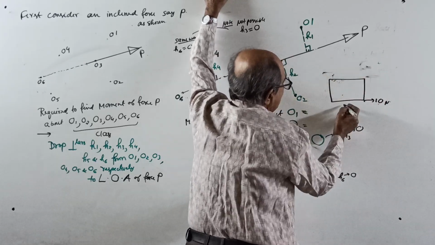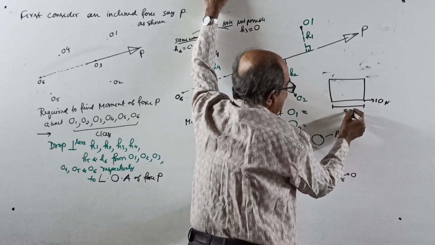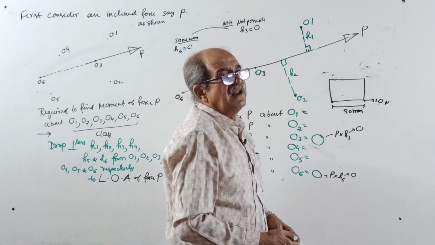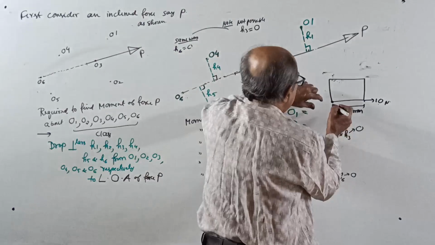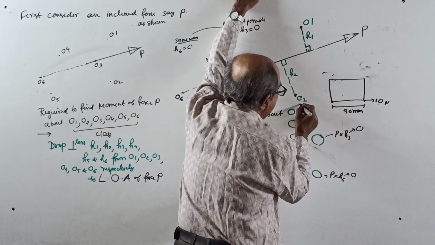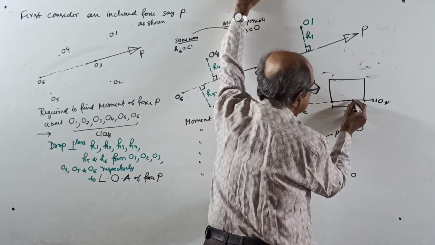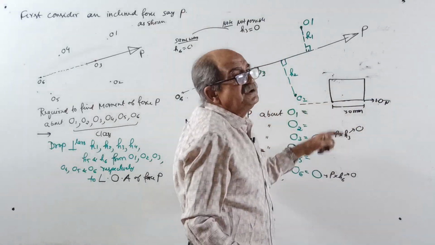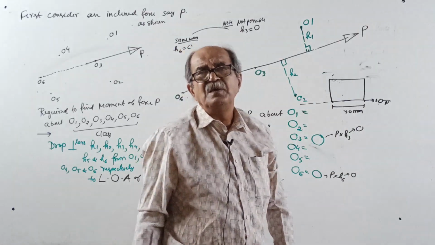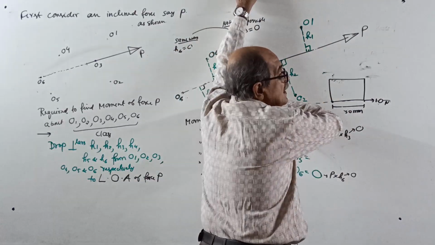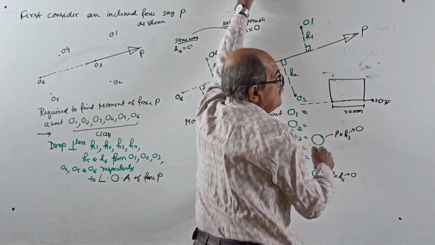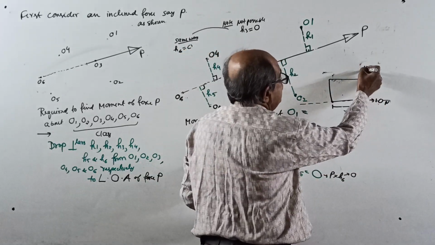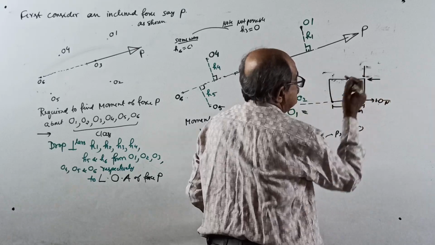Leave it now. 10 Newton is given. This distance is 50 millimeter. We want the moment about this point. I will ask in the class, what is the answer? Sir, 0. Why? Because if you want the moment about this point, this is the line of action of the force, and from this point to this line of action, you cannot draw a perpendicular. The moment of a force about any point which lies in the line of action, extending the line if required, is always 0.